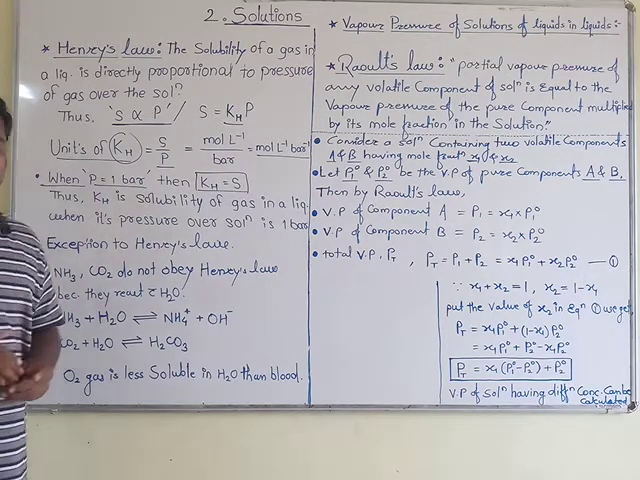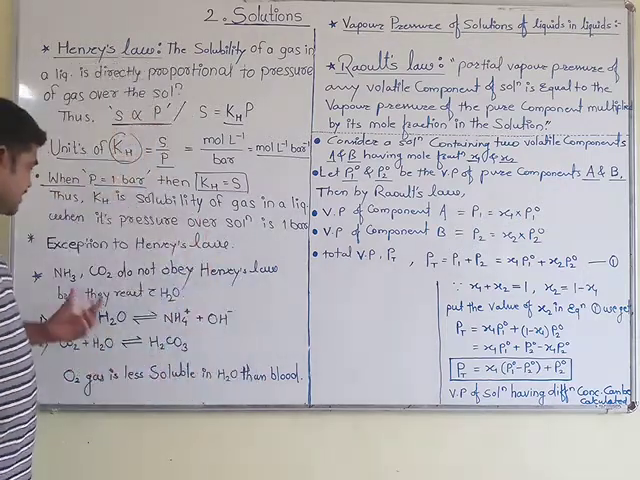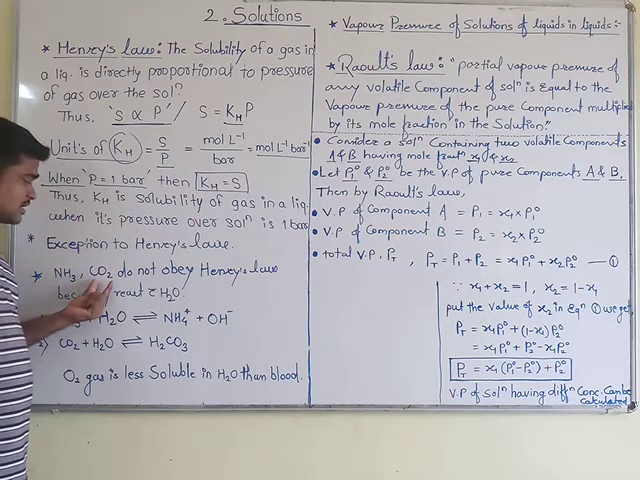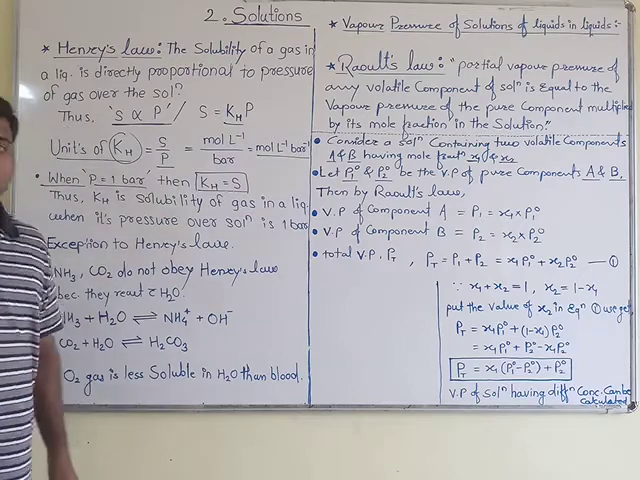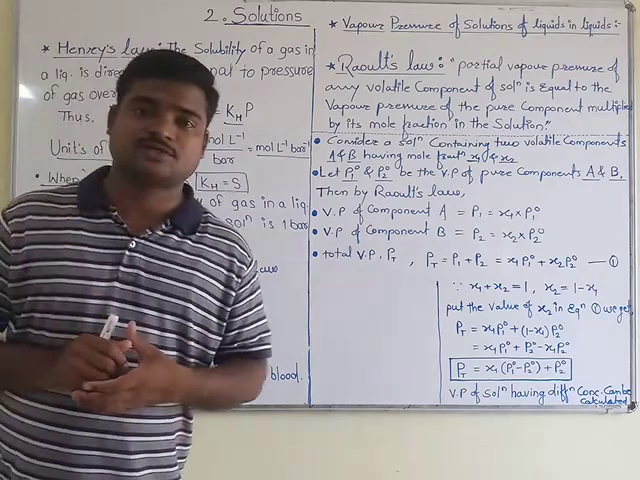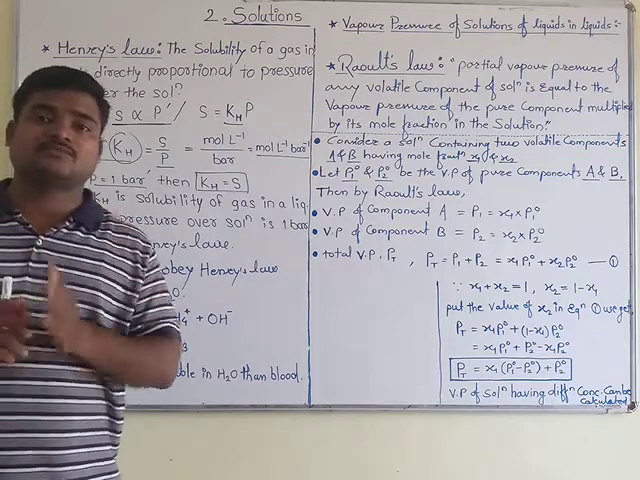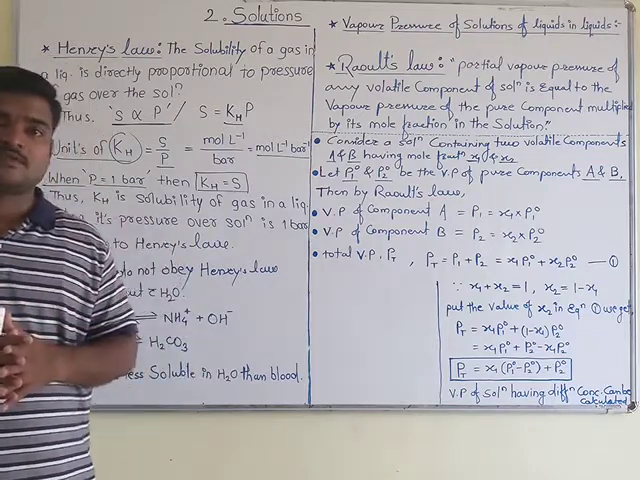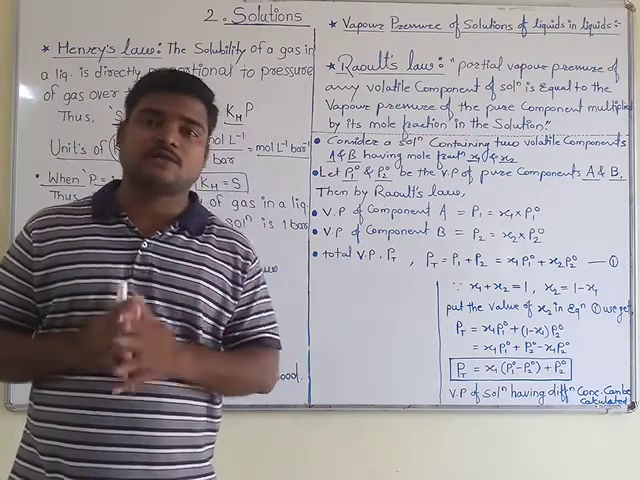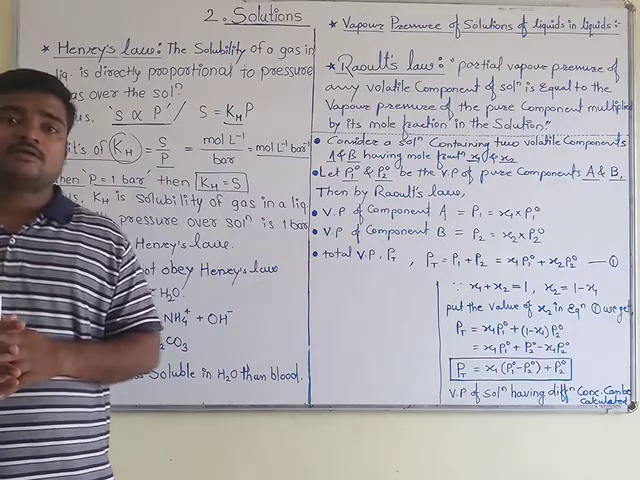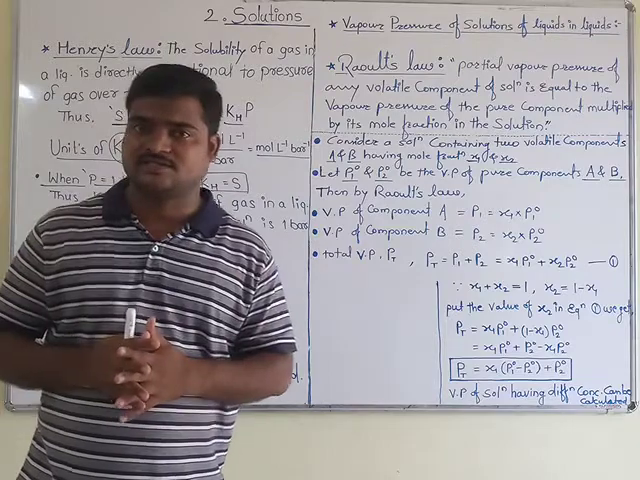Now we will see one condition. Which condition? Look here. Ammonia and carbon dioxide gas do not obey Henry's law. Why? This is the question. Because their solubility is different from that of normal gases. As ammonia and carbon dioxide are more soluble in water, these two gases come under the category of exceptional cases.